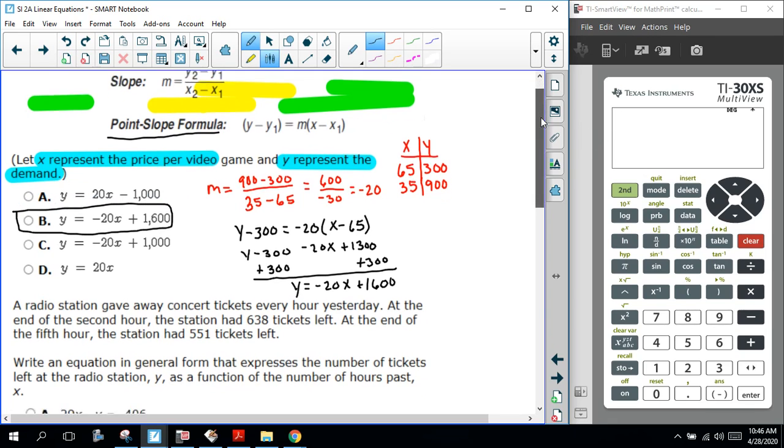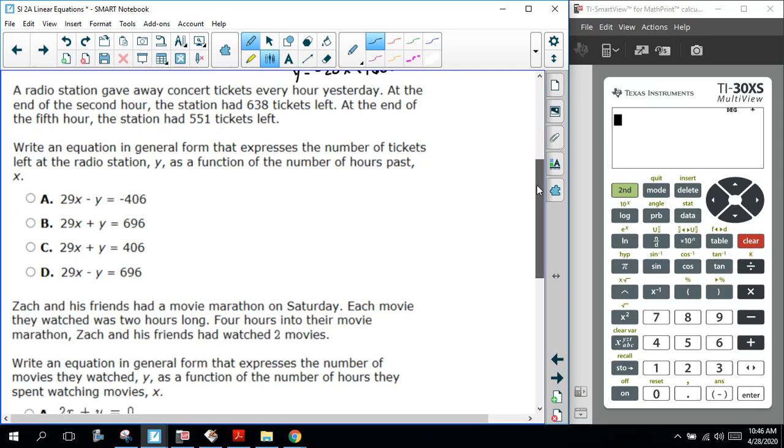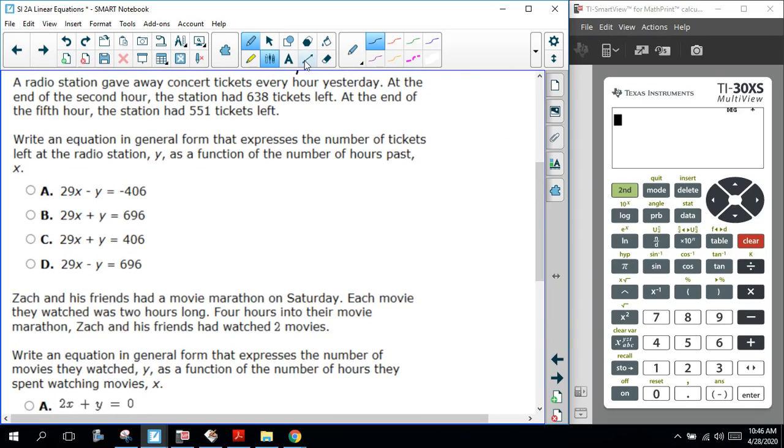All right, moving along, taking a look at our next one. It says we have a radio station. They're giving away concert tickets every hour. At the end of the second hour, the station has 638 tickets left. At the end of the fifth hour, the station has 551 tickets left. All right, write an equation in general form. Well, general form, guys, that's talking about standard form, which is ax plus by equals c.